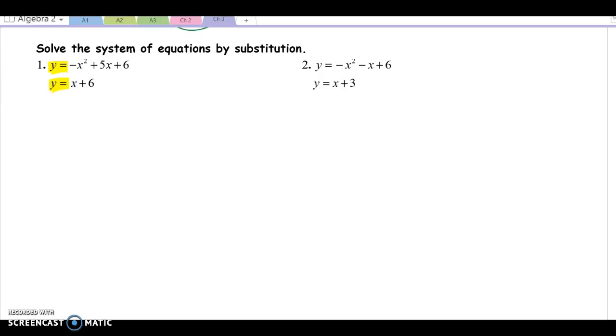So the process for substitution is step number 1. We are going to substitute. Because y equals both of them, they equal each other. So negative x squared plus 5x plus 6 equals x plus 6.